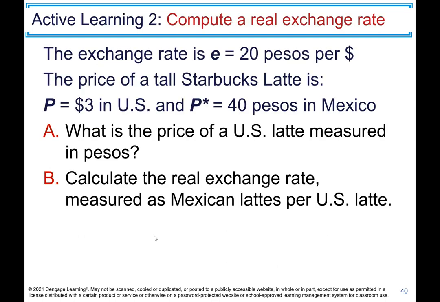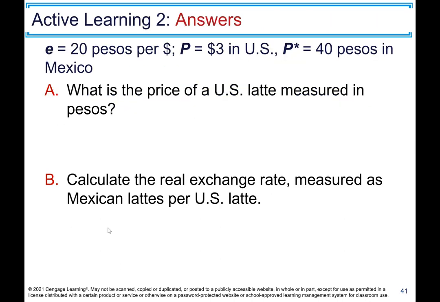Active Learning 2. Compute a real exchange rate. The exchange rate is E equals 20 pesos per dollar. The price of a tall Starbucks latte is P equal to $3 in the US and P star equal to 40 pesos in Mexico. Number A, what is the price of a US latte measured in pesos? Number B, calculate the real exchange rate measured as Mexican lattes per US latte.